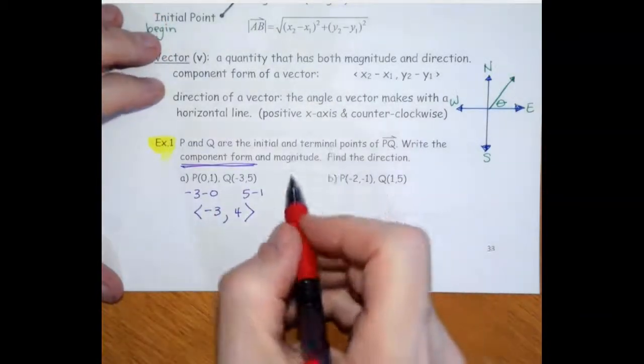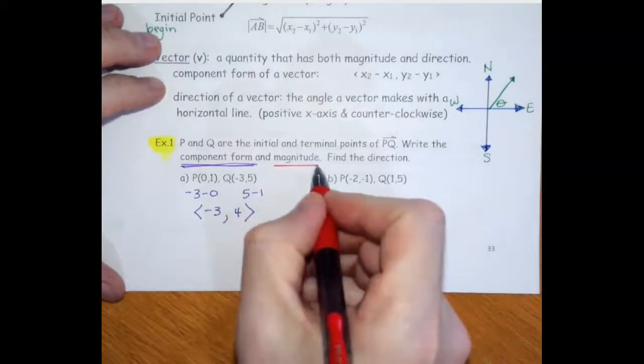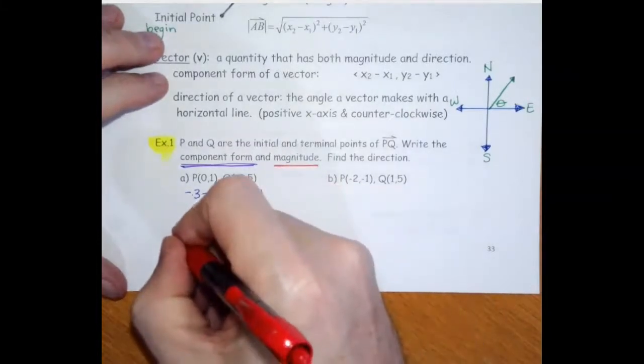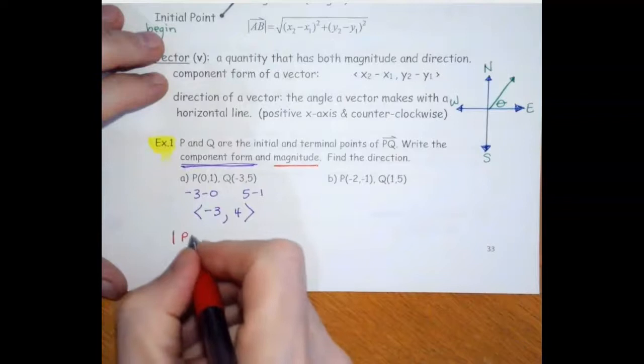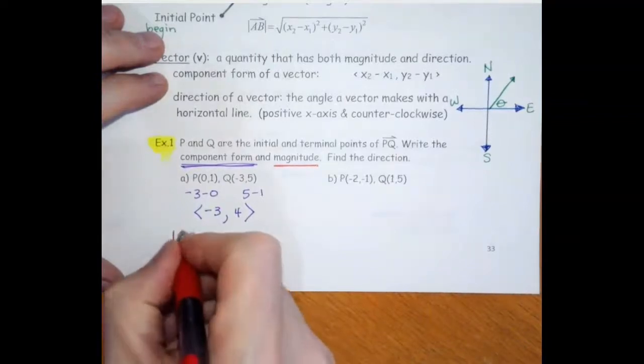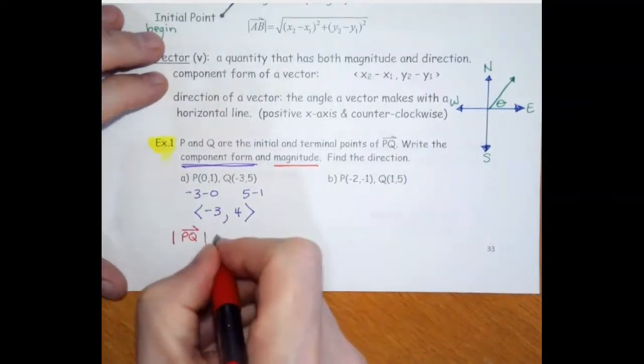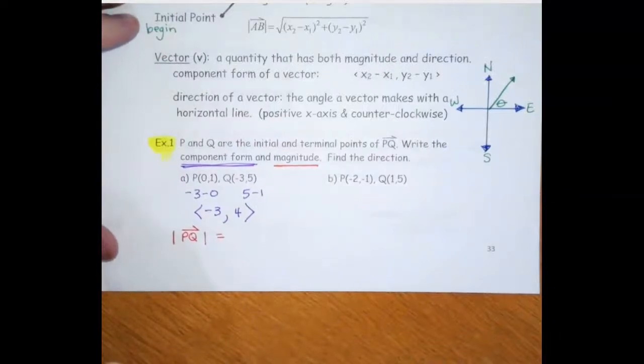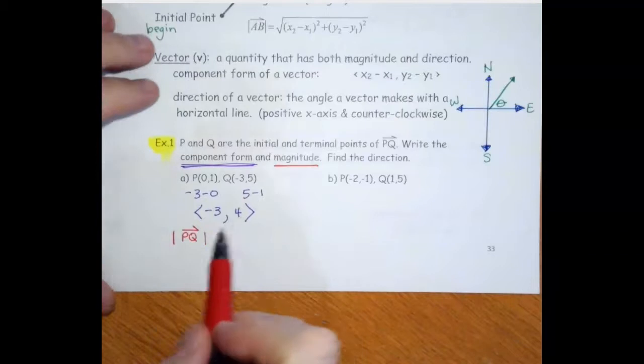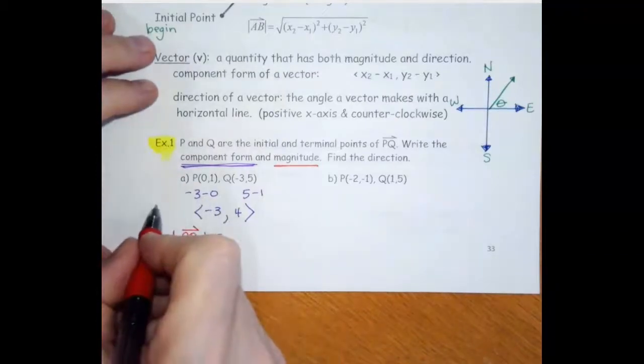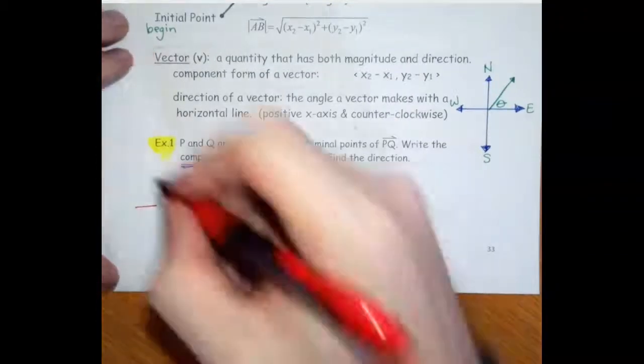Now, the next thing we were asked to do is find the magnitude. Okay, so the way we write that is the magnitude of vector PQ, and that goes like that. Now, when you look at this, this is going 3 to the left and 4 up.